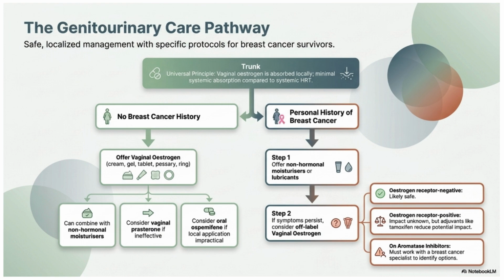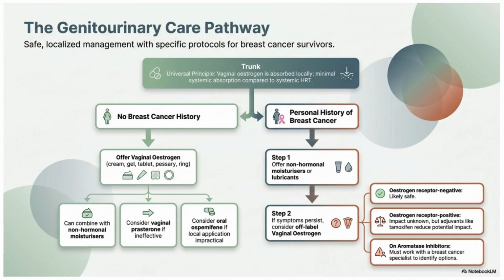The genitourinary care pathway. This slide brings the pathway together. With no breast cancer history, often use vaginal estrogen, and choose the formulation with the patient. Add moisturizers or lubricants when useful. If vaginal estrogen is ineffective or not tolerated, consider vaginal prasterone. Prasterone is a hormone precursor placed in the vagina and converted mainly within the local tissue. When local treatment is impractical, consider oral ospemifene. Ospemifene is a selective estrogen receptor modulator. This means it produces estrogen like effects in some tissues without acting exactly like estrogen throughout the body.